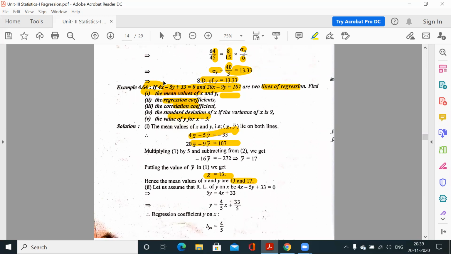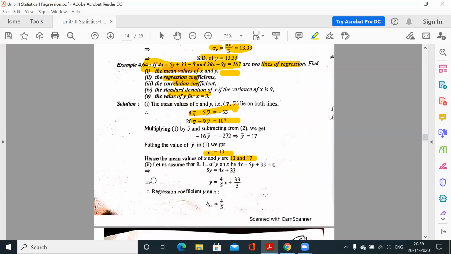Now, because we don't know whether this is the x equation or the y equation, we assume, suppose. In this case, because we have to find out the regression coefficient, for the regression coefficient we must know which is the x line and which is the y line, but in this case, it is not given to us. So we will predict, we will assume that this line is y on x.